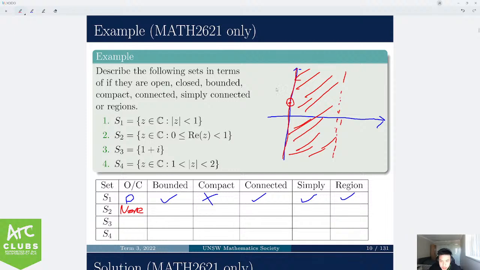Set 2, notice it's not going to be bounded because these go towards infinity and negative infinity at the bottom, so we can't fit the set inside a ball. And if it's not bounded, it's not going to be compact. Notice it's going to be connected because any 2 points inside the set, we can join with a line. It's also going to be simply connected because the set doesn't have any holes. And this is a region because it's an open set with some of its boundary points, and these boundary points are just the ones on the imaginary axis. So this is going to be a region.